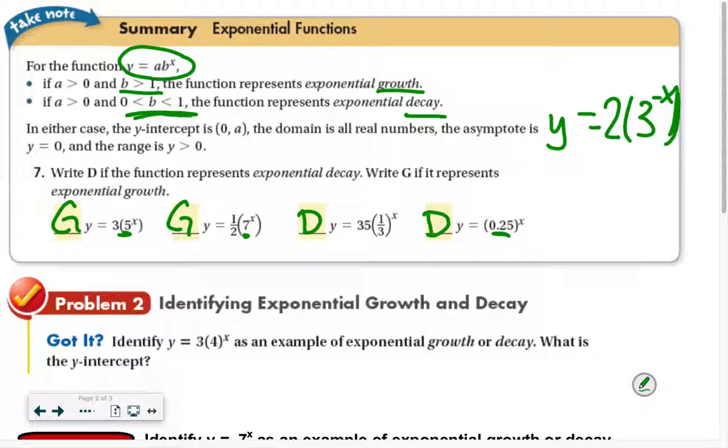I have 2 times 3 to the negative x power. You think it's decay? No. Wait, no, that's decay. What does my negative exponent do? 1 over. So isn't this the same as I take my 1 over? So is it a growth or decay? It's a decay.